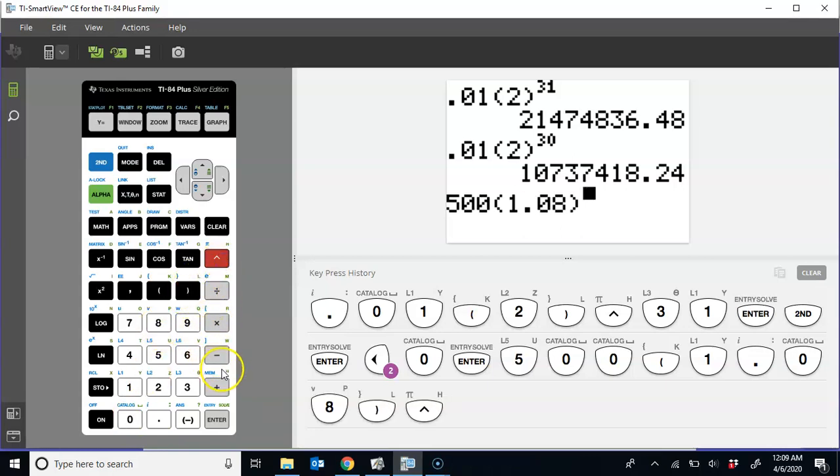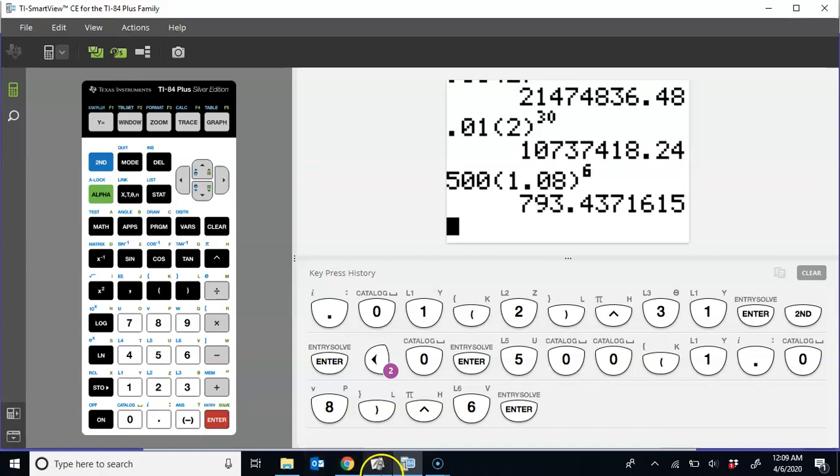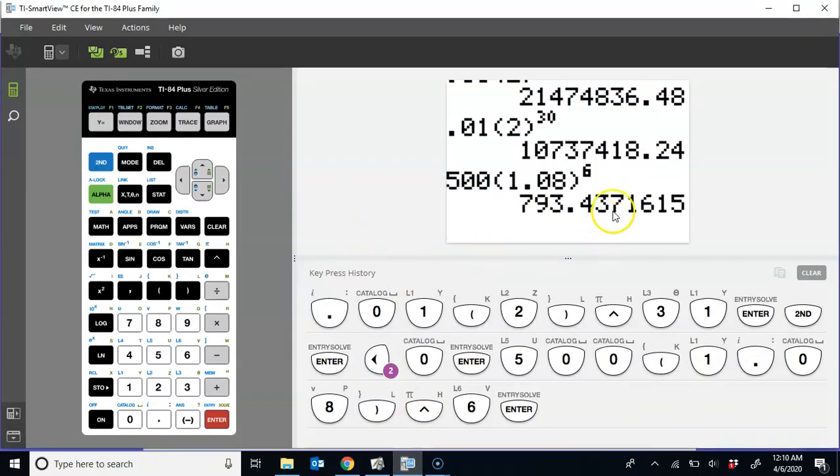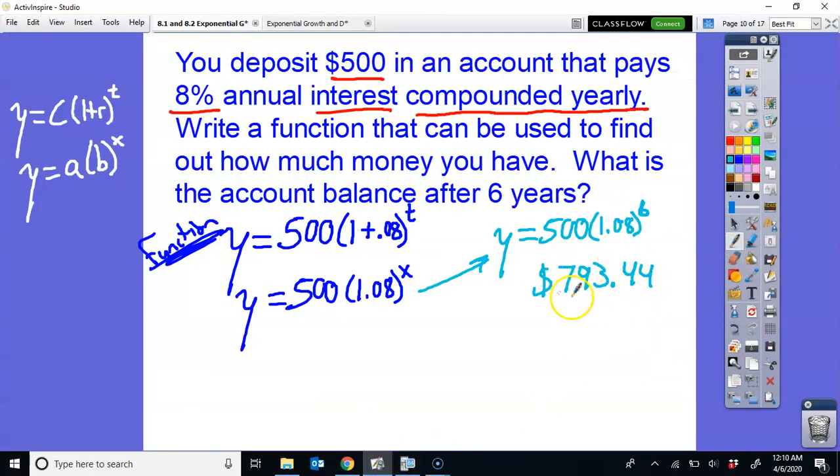Notice that's very similar to what you did for the pennies example that we started off with. So we raise it to the 6th power, we press enter, $793.44. Yes, you will lose points if you cannot round to the proper amount of cents. You do need to make sure that you can round to the hundredths place when you're dealing with money. So when you look at this, this is how much money I'll have in my account after 6 years.